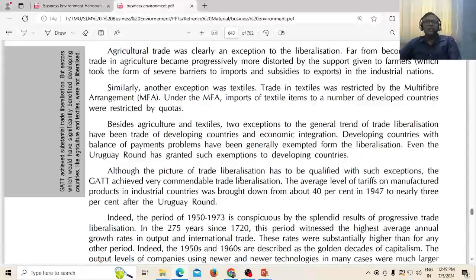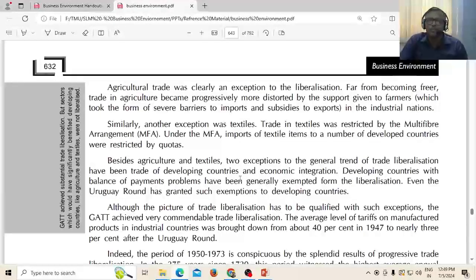Agricultural trade was clearly an exception to the liberalization. Far from being freer trade in agriculture, it became progressively more distorted by the support given to the farmers, which took the form of severe barriers to imports and subsidies to exports in the traditional nations.